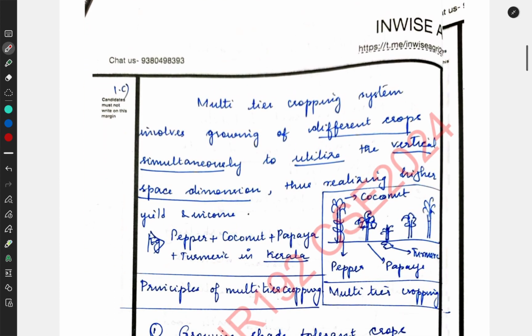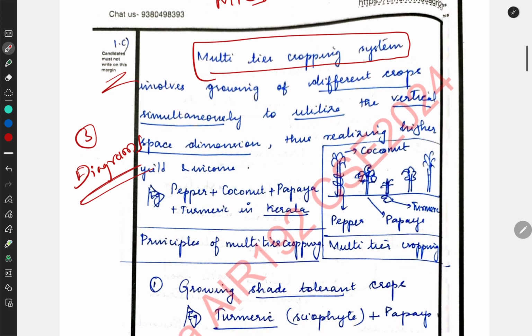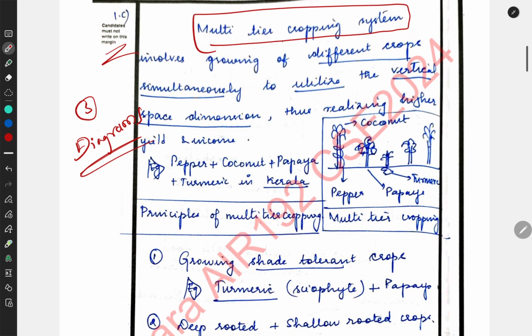Where is the third question? Right, 1C. The question is related to the multi-tier cropping system. See, she followed the same thing. First point and second point. Then the third point. You should have effective diagrams. Wherever possible, put the diagram. See, multi-tier cropping system. She gave a brief introduction. She maintained the structure and submitting also.